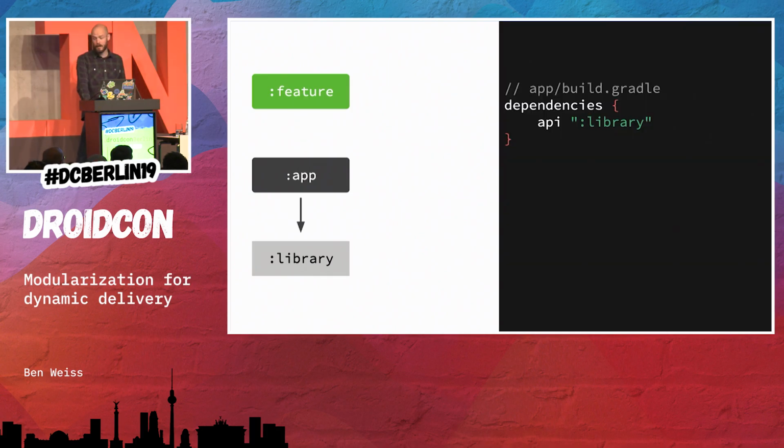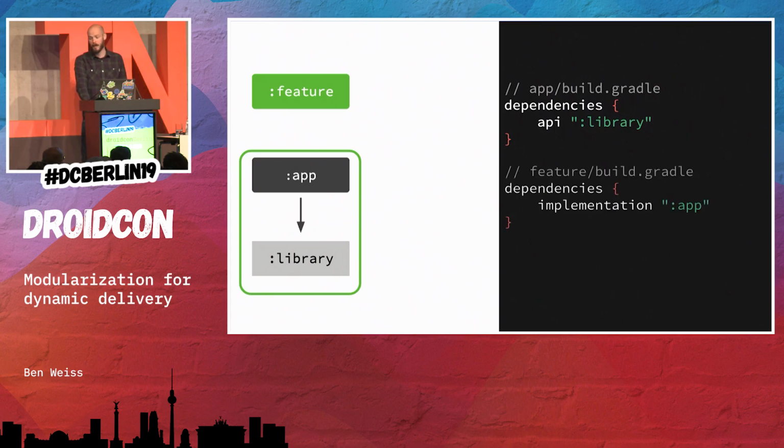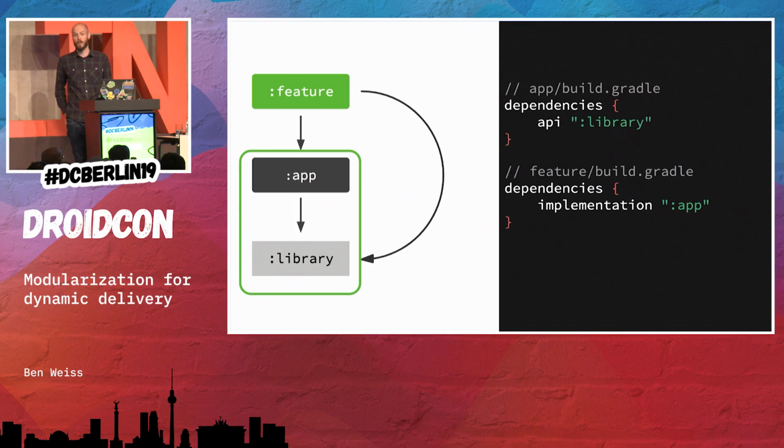So we have an application that is depending on a library using the API keyword in Gradle. What happens is that the application and the library is bundled together in one single APK, and then the feature module on top of that depends on the application, and through the API keyword that you used in the application for the library, the feature module can transitively depend on the library that you have underneath. While this is really cool, it might have some side effects that you don't want to have.